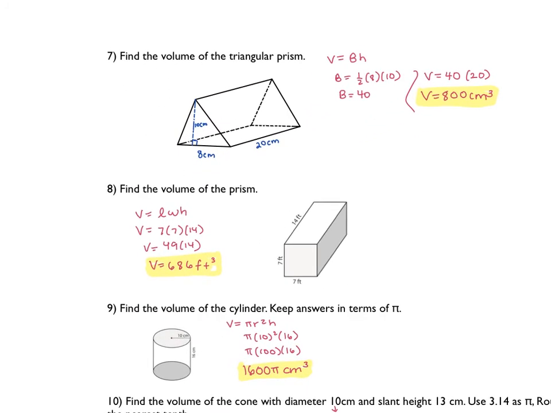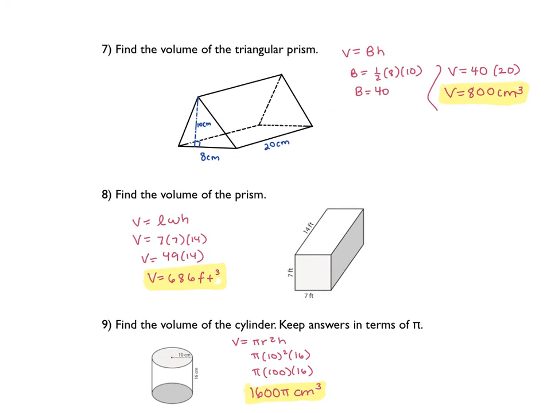Now we're switching to volume. So for volume of any prism, it's always area of the base times how tall it is. Now, my shape, that's a base, and again, it's not sitting on its base. The base is the triangle. That's the name of the prism.